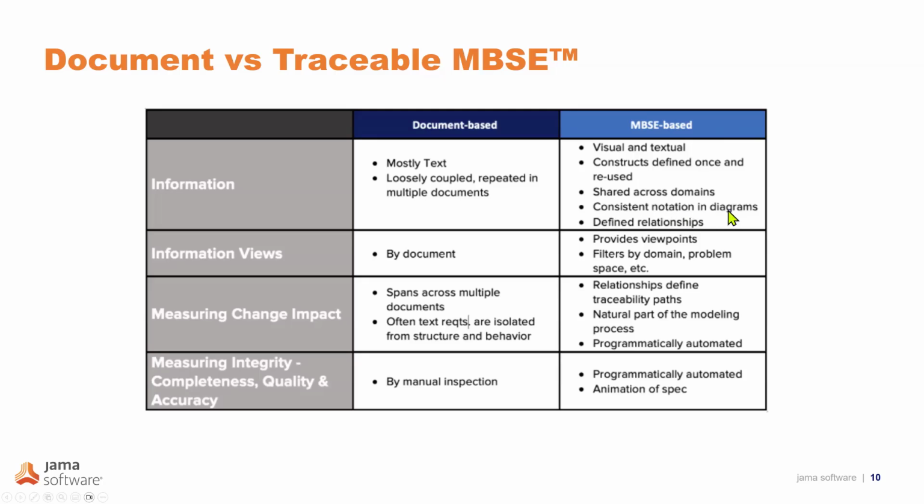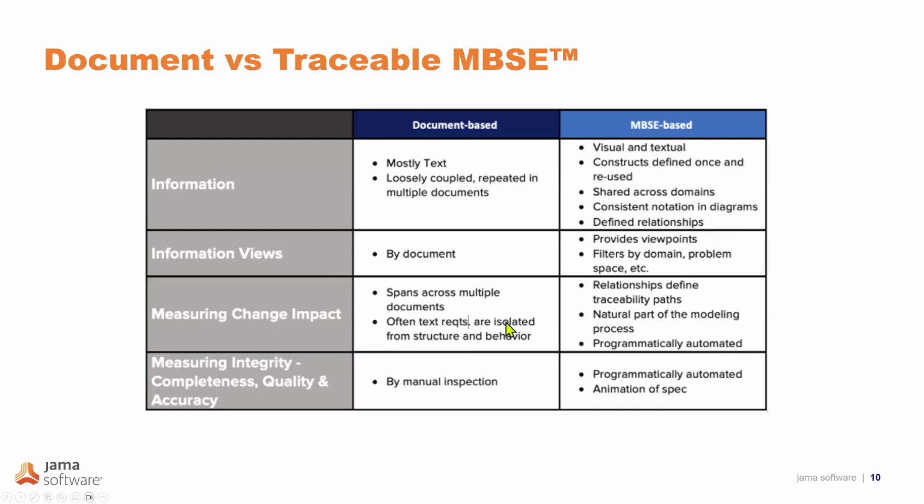We have consistency in our notation and diagrams, and we have defined relationships that tell us how data should move from one section to another and what things are related to what. So we understand which requirements are related to which functions, which are related to which development activities. We also have information views that no longer are document centric. We can now provide multiple viewpoints into the same data. We can filter data dynamically and provide more of an exploration of the problem space in a very rapid fashion. Where in the document viewpoint, a lot of that was static and required a tremendous amount of manual work.